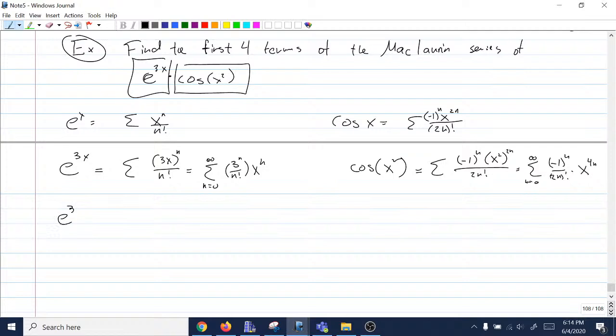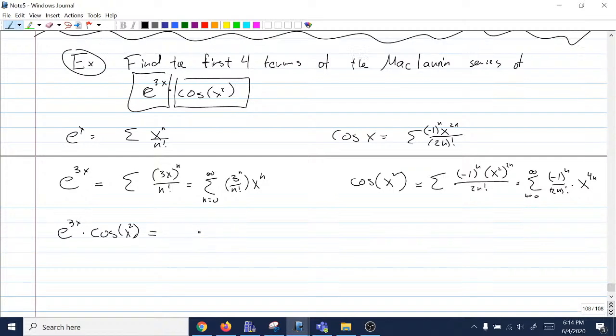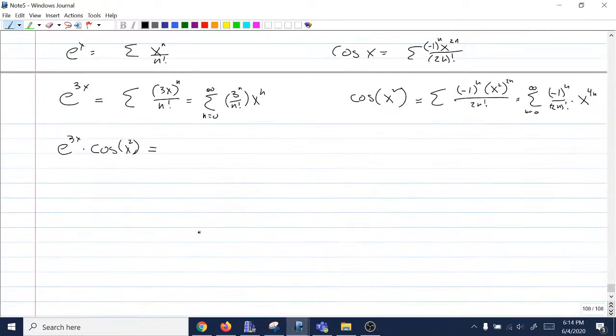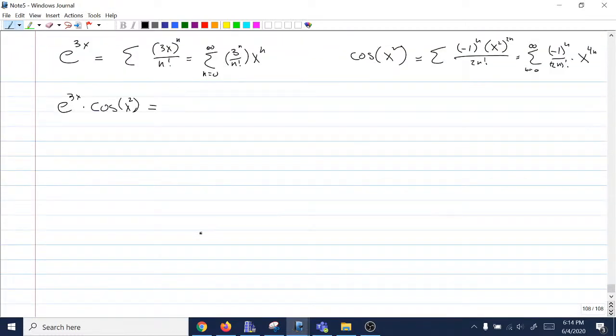So e to the 3x times cosine x squared, these both converge everywhere, so their product will converge everywhere. The statement of that fact we just made is if you converge in an interval, the result will converge inside the interval. There's no endpoints that it fails to converge at here.